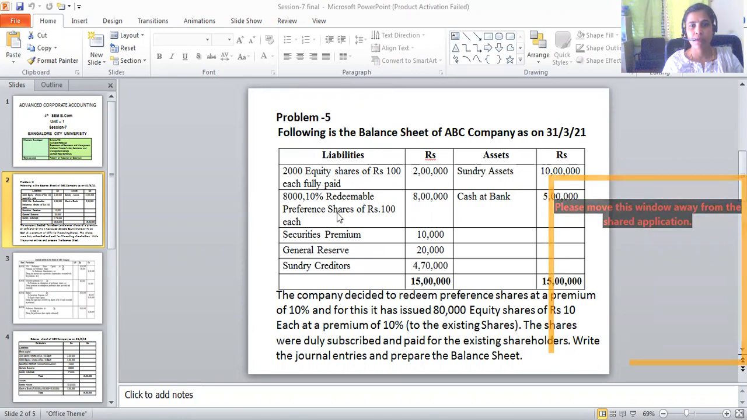8,000 10% redeemable preference shares of rupees 100 each, which are fully paid up. I have told you, whenever there is redemption of preference shares, if it is not fully paid up, we will have to make the final call and see to it that the journal entries concerning the same are recorded. Now you have the securities premium to the tune of rupees 10,000. General reserves is there to the tune of 20,000. Sundry creditors existing in the company is 4,70,000.